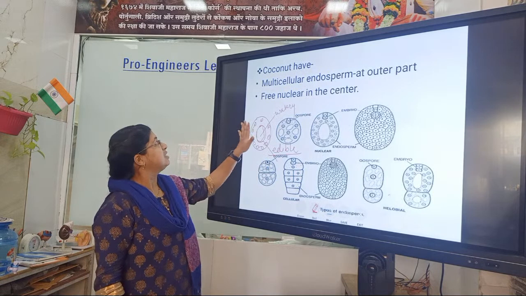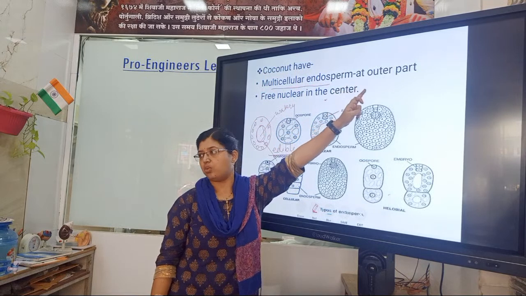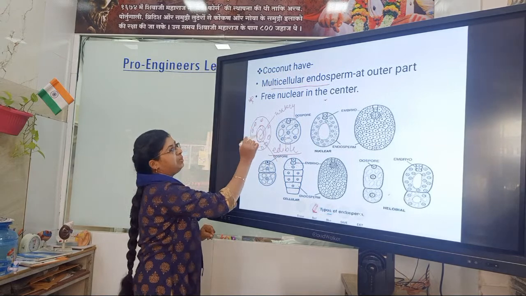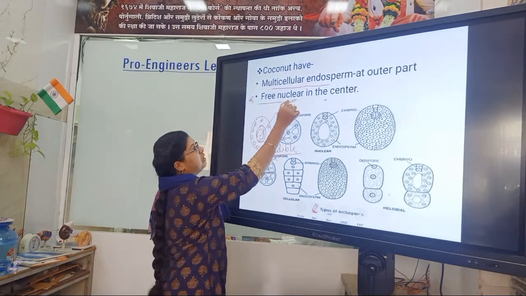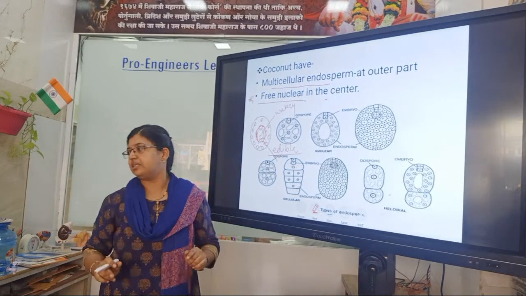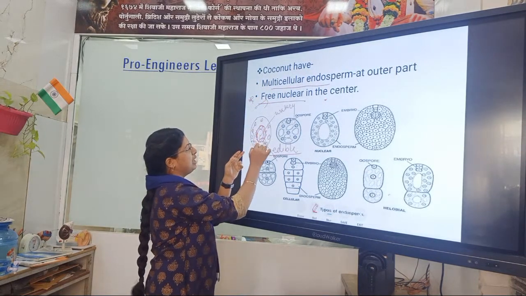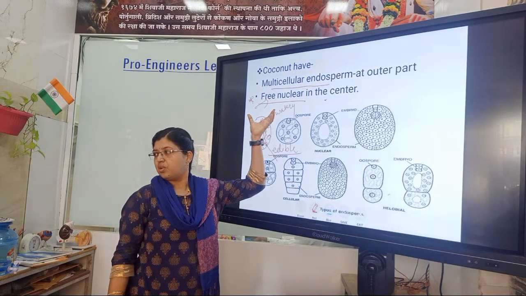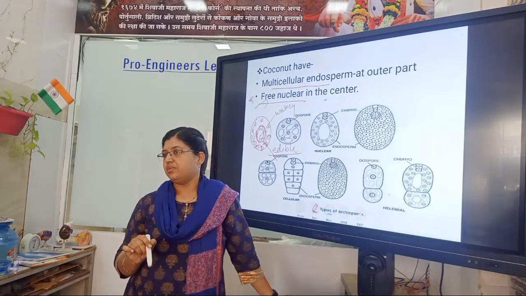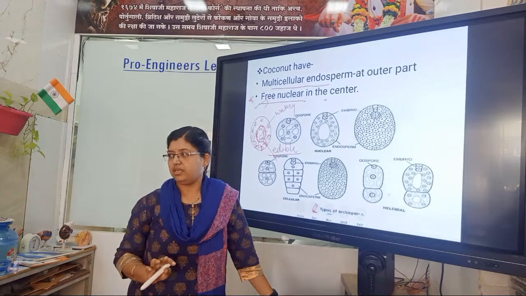This is the coconut. Multicellular endosperm is at the outer part, and free nuclei, that is free nuclear, are in the center with the vacuole. Don't forget: wall formation is only developed at the periphery because the cell wall formation is incomplete in coconut. Clear?